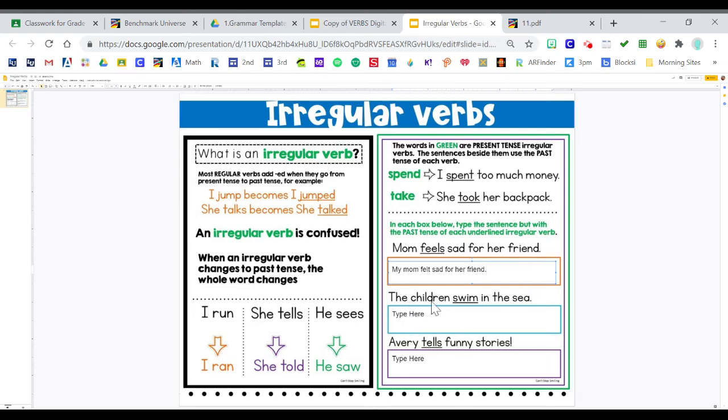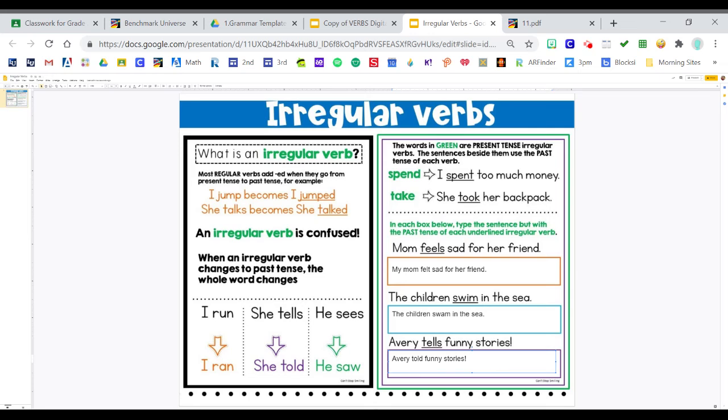The next one says, the children swim in the sea. Well, I know that swim in the past tense turns into swam. So we say, the children swam in the sea. Oops, there we go. Avery tells funny stories. Well, I know tells in the past turns into told. So Avery told funny stories.